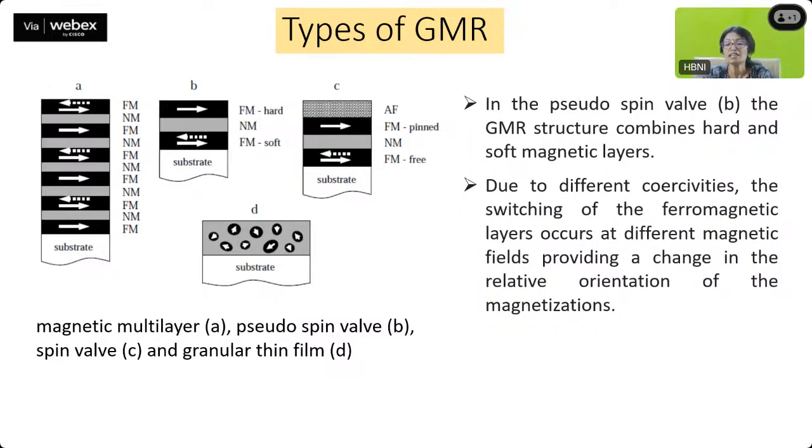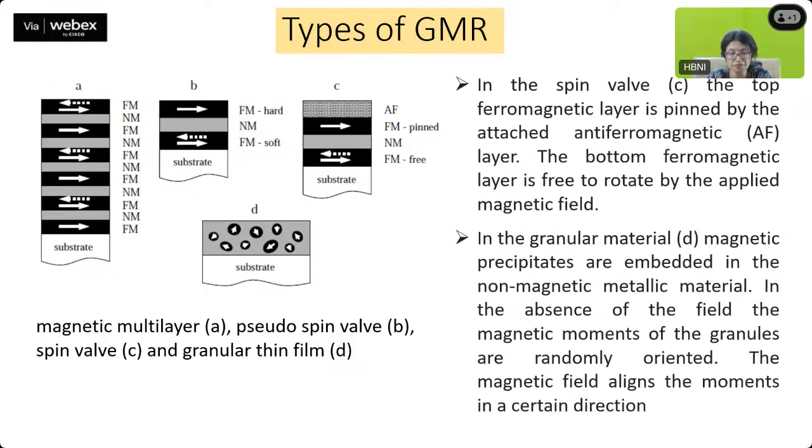In the case of the pseudo spin valve, the GMR structure combines both hard and soft magnetic layers. You have a ferromagnetic layer that is hard, sandwiched by a non-magnetic layer, and then a ferromagnetic layer which is soft. What is the inherent difference between hard and soft ferromagnets? It's the coercivity. They have different coercivity. So the switching of these ferromagnetic layers occurs at different magnetic fields, which provides a change in the relative orientation of the magnetization. And this gives rise to the GMR effect.